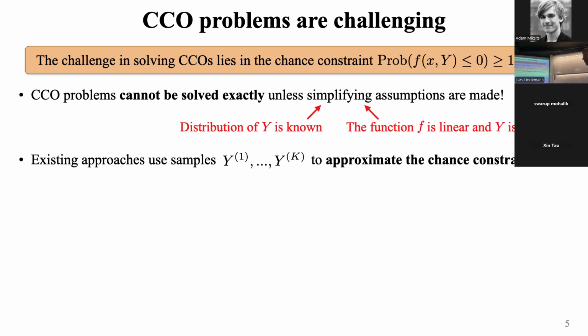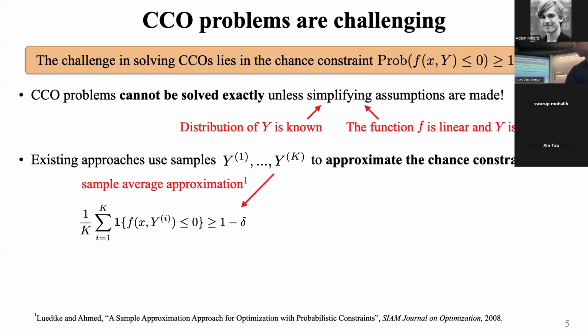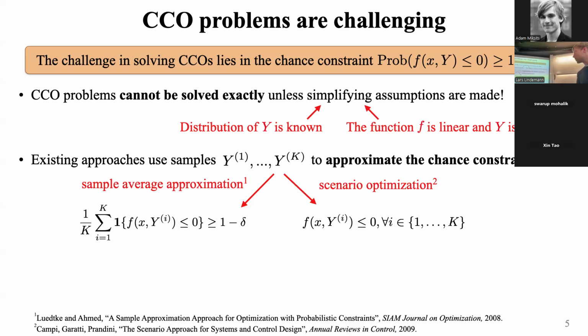You sample calibration data again, y1 to yk, to approximate the chance constraint in some shape or form. For instance, there are sample average approximation approaches where you take the sample average of how often you satisfy your constraint over your samples, okay? Or there is scenario optimization. I mentioned this in the beginning already. There are different variants, but this is the first one you will encounter. If you read this literature, it's sometimes referred to as a robust version, because you enforce that the constraint function f here is enforced for all samples that you're having, okay?